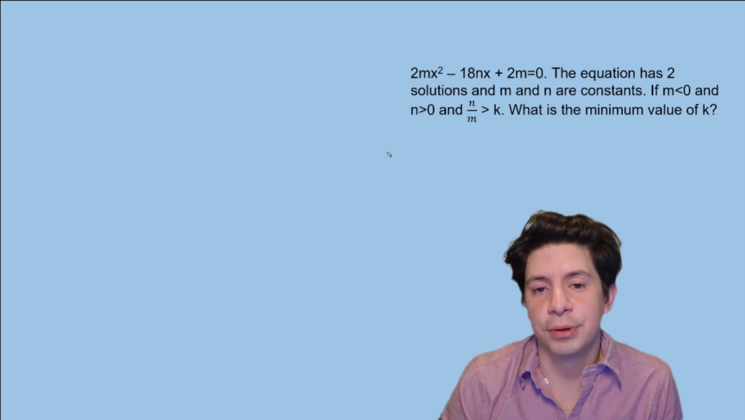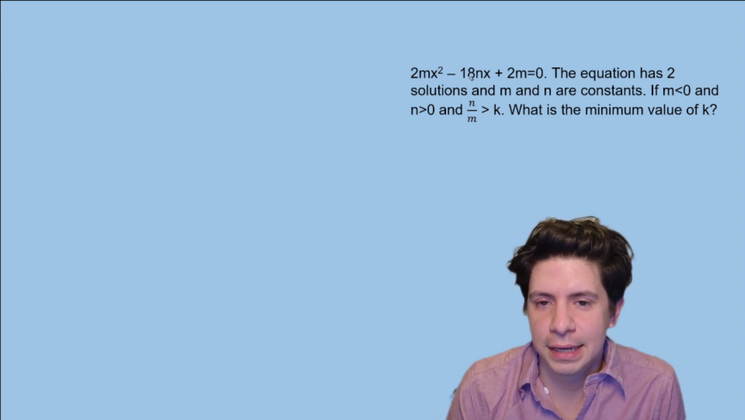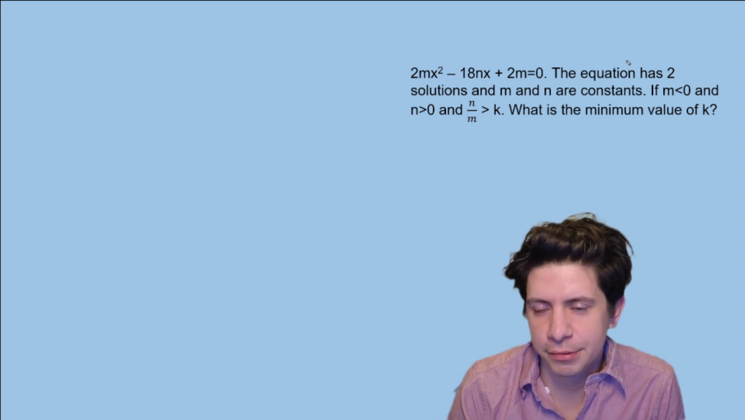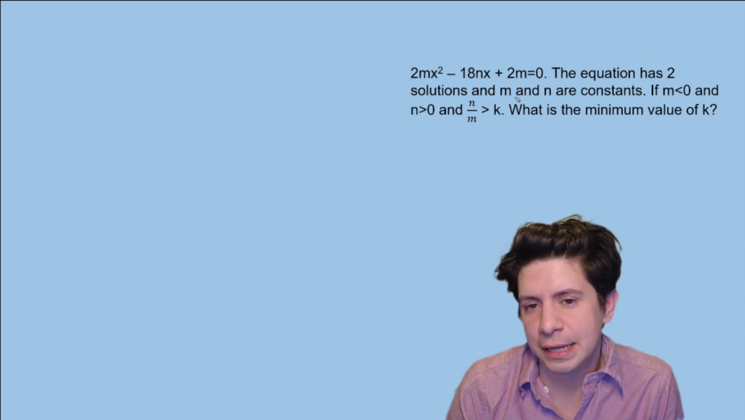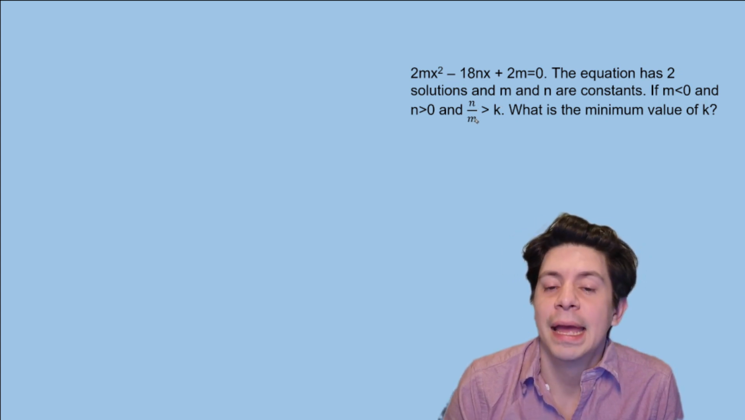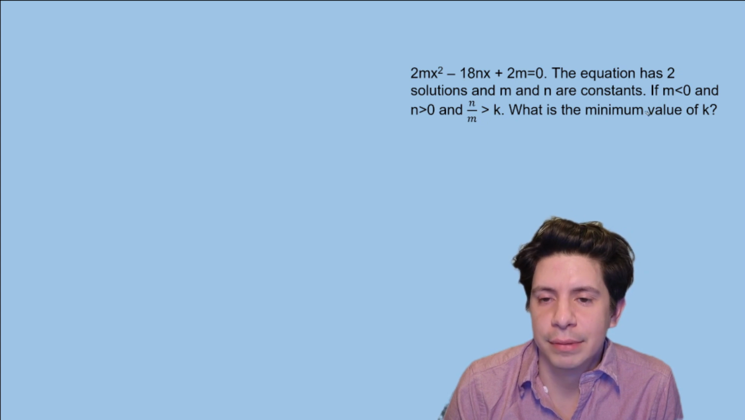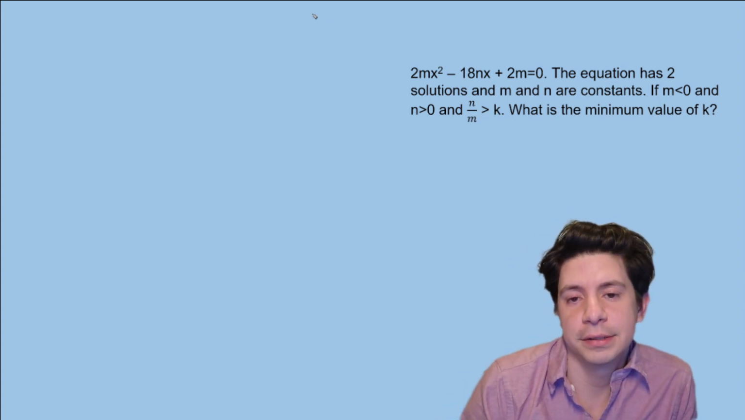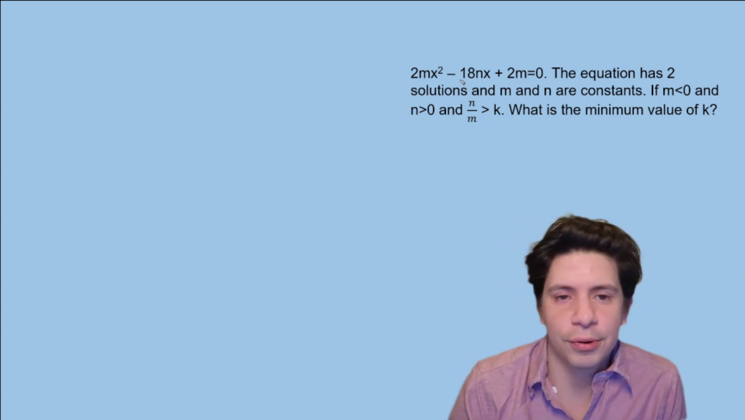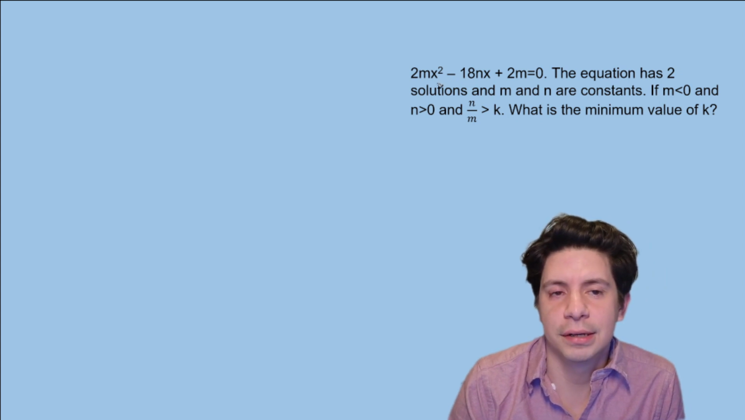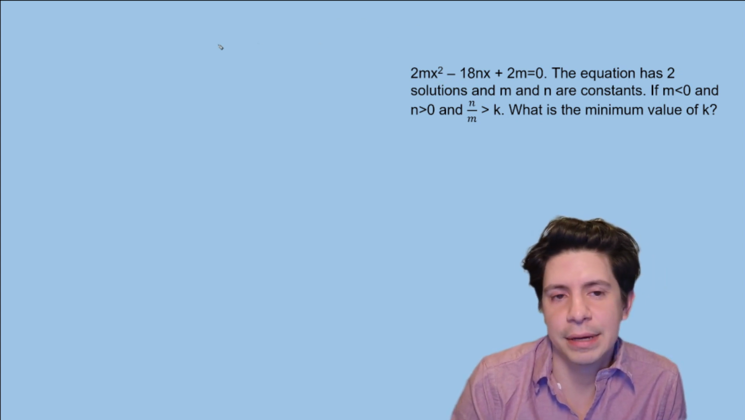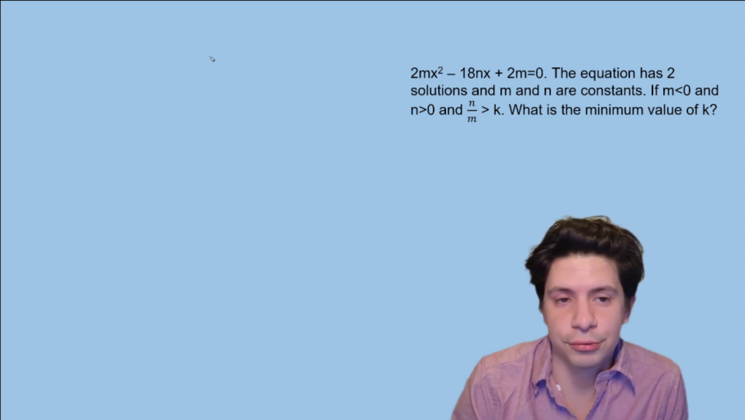Okay, so in this one, we have 2mx squared minus 18nx plus 2m equals 0. The equation has two solutions, and m and n are constants. m is less than 0 and n is greater than 0, and n over m is greater than k. What is the minimum value of k? Okay, so this is a quadratic equation. So we can think about the quadratic equation, right? And think about the discriminant to think about solutions.